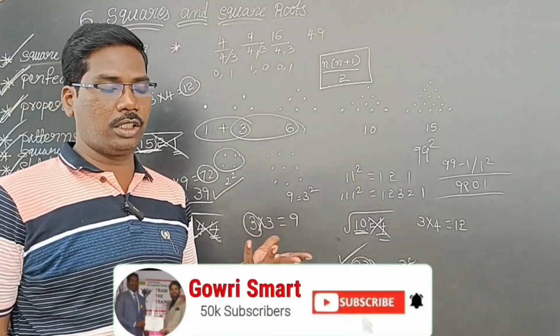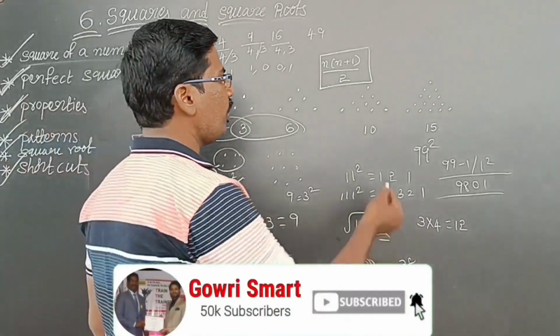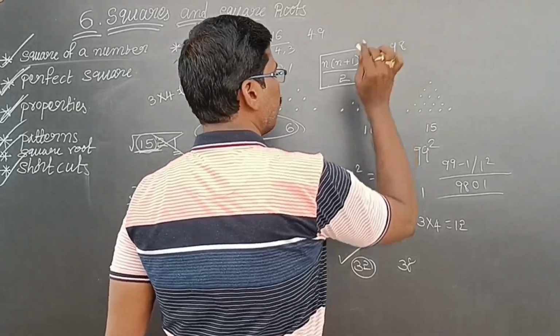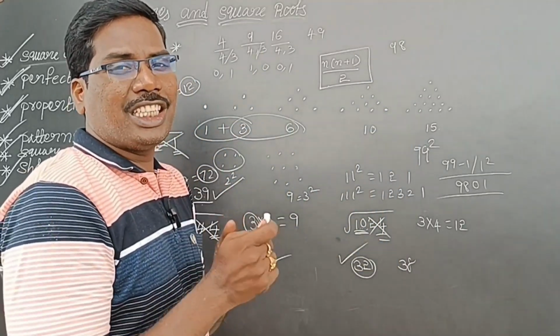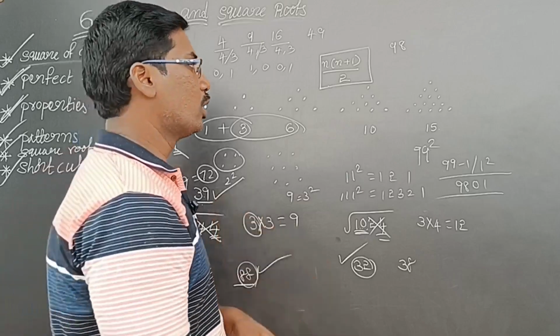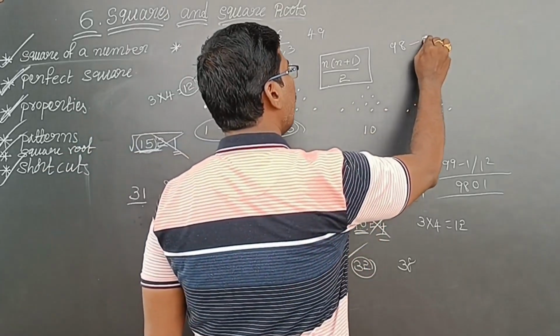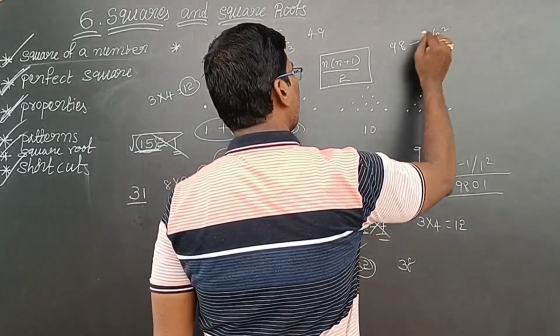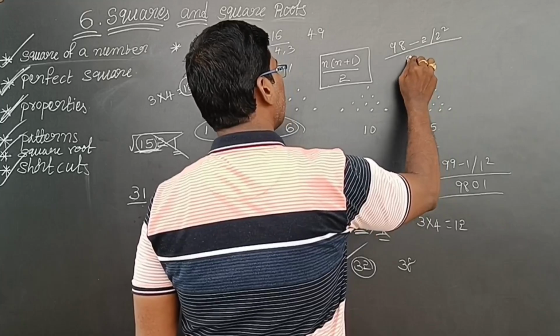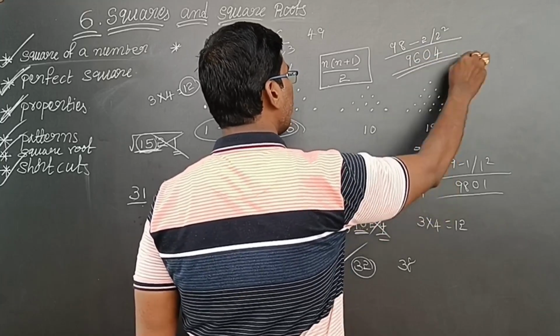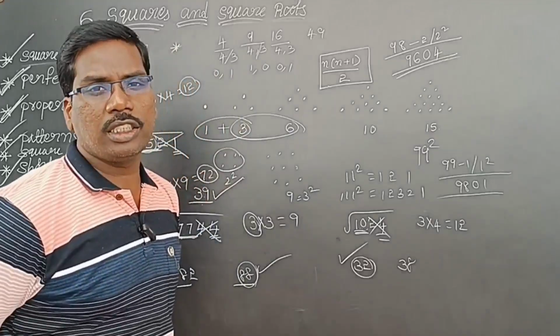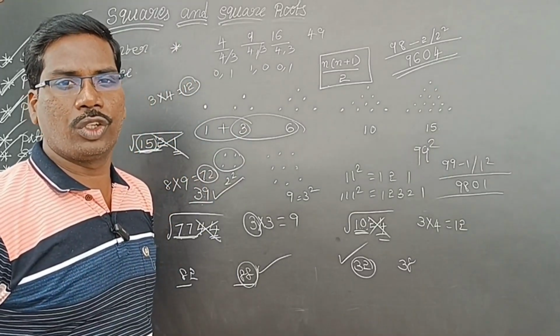Say one more, sir. Okay, I'll say 98 squared. I want 98 squared. So 98, how much less compared to 100? 2. So subtract that 2 from 98 and do 2 squared here. 98 minus 2 is 96. 2 squared is 04. You write 04 because it is a 4-digit number. So that is 9604.